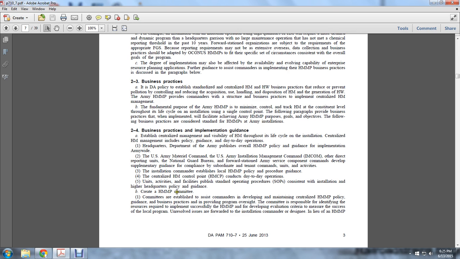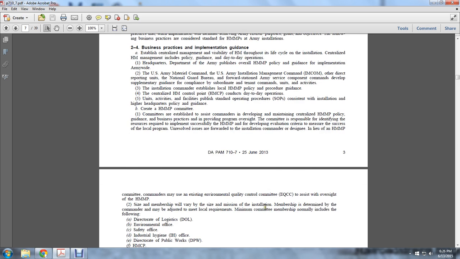Create a hazardous material committee. The committee is established to assist the commander in developing and maintaining centralized hazardous material management policy, guidance, and business practices, providing program oversight. The committee is responsible for identifying the resources required to implement a successful hazardous material management program and developing evaluation criteria to measure the success of the local program. Unresolved issues are forwarded to the installation commander or designee.